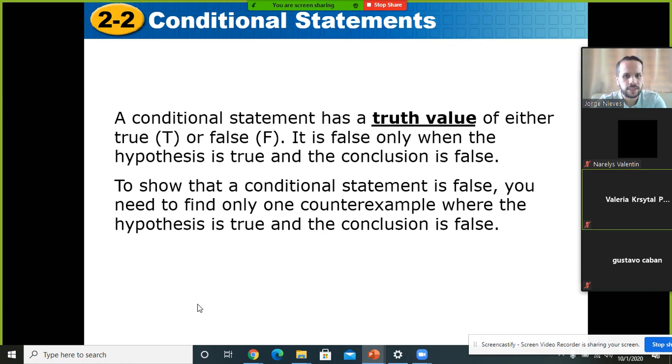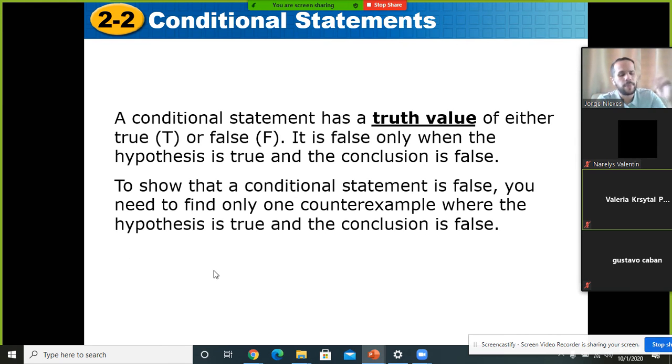A conditional statement has a truth value of either true or false. It is false only when the hypothesis is true and the conclusion is false. That happens in science. A hypothesis is a possible answer to a question. The hypothesis can be false or true, but the conclusion can be false. So to show that a conditional statement is false, you need to find only one counterexample, where the hypothesis is true and the conclusion is false.